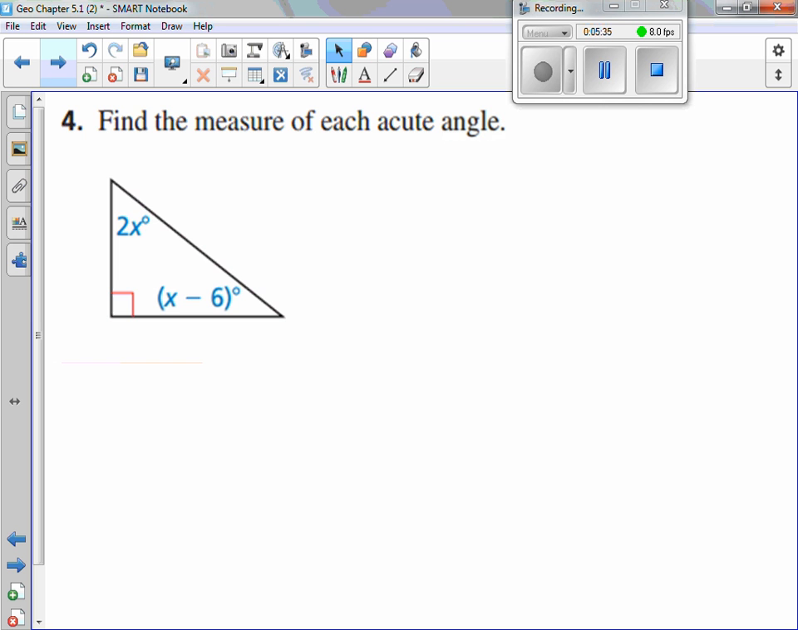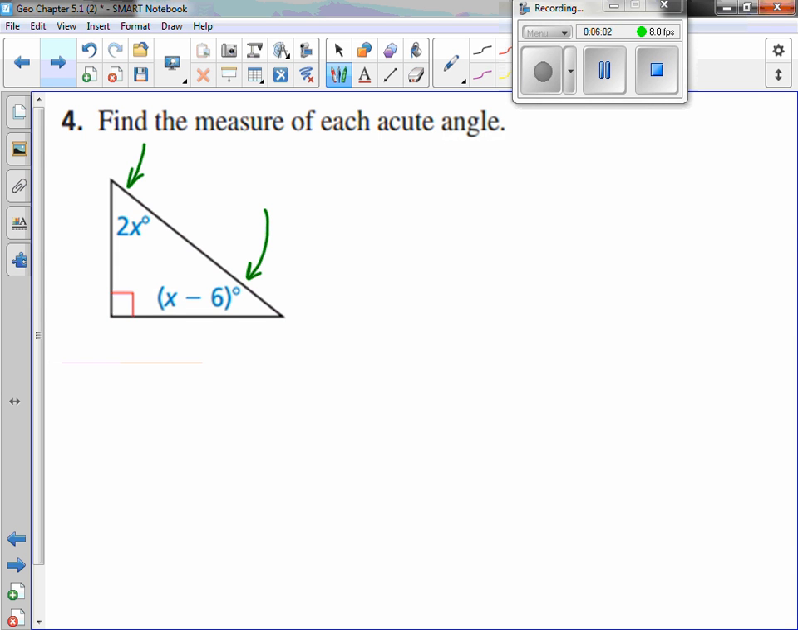Let's look at this one. This one here is a little bit different. Find the measure of each acute angle. So I need to find the measure of this angle and this angle, yes? But I can't find out what the exact value of those two angles is because I don't know the value of what? X. So we need to find the value of x.